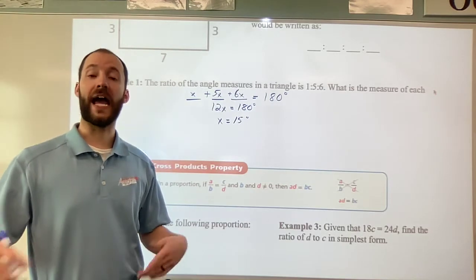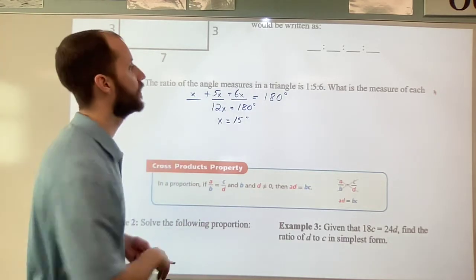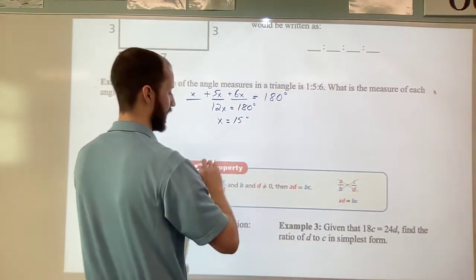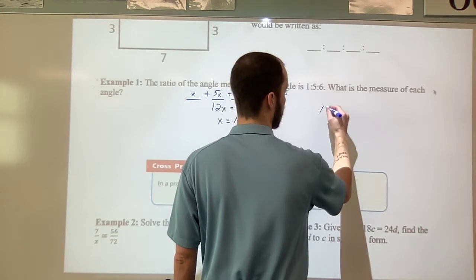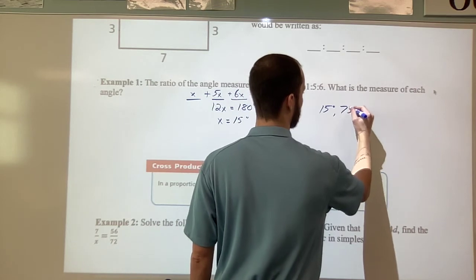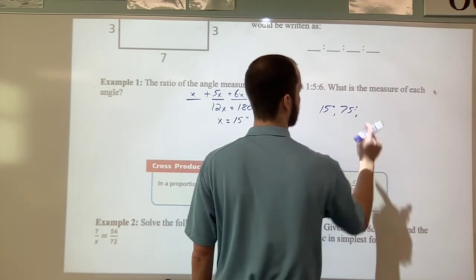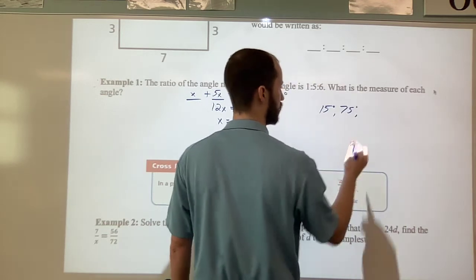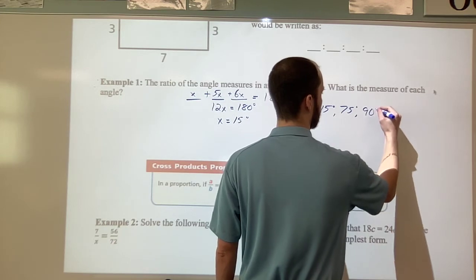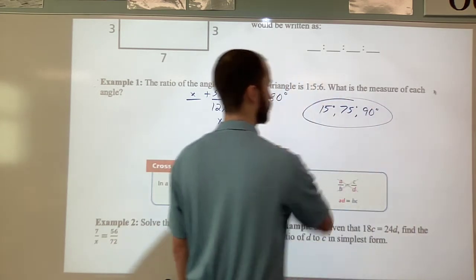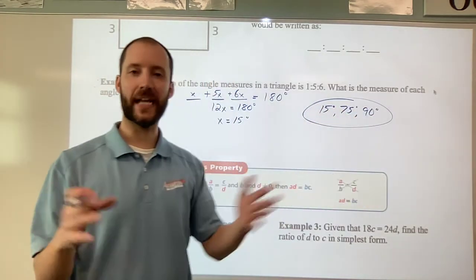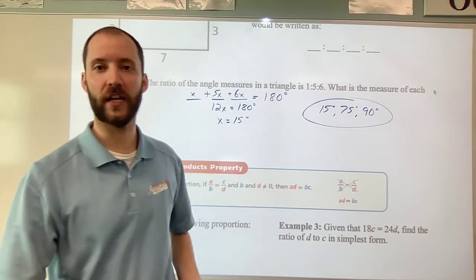So always answer the question that's being asked. What is the measure of each angle? So take your part, plug it back in. So we have 1 of those parts. We have 5 of those parts. Oh, made that worse. Okay. And then 6 of those parts, so 90. So 1 part, 5 parts, 6 parts, all adding up to 180, which you know from the Triangle Sum Theorem.